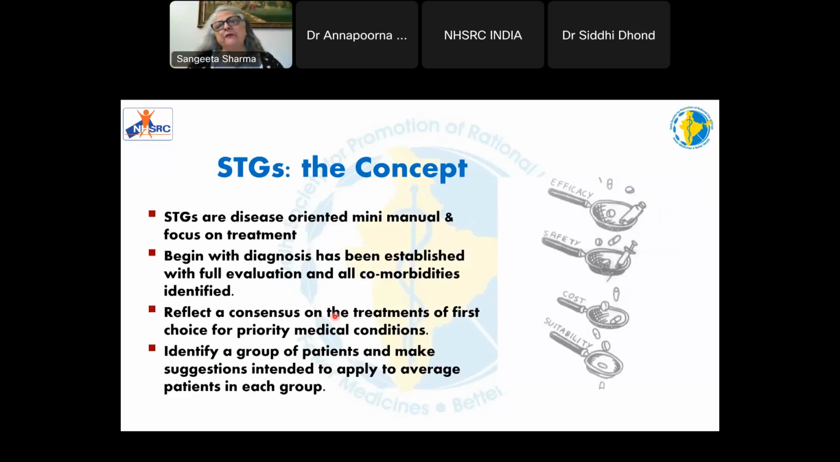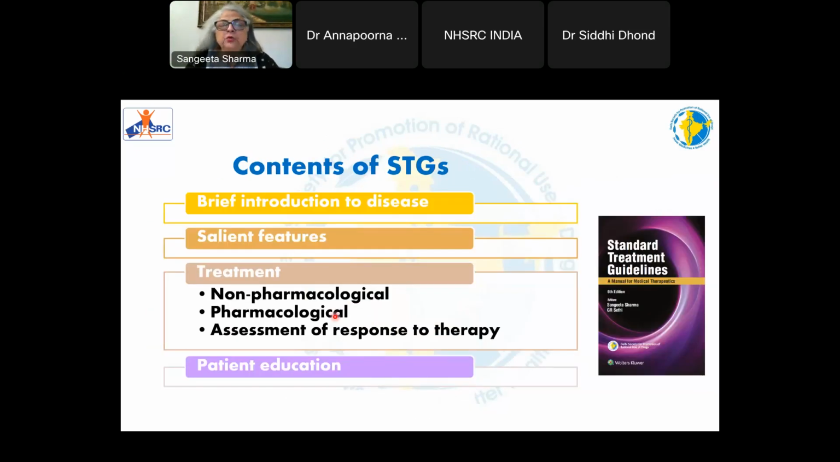Standard treatment guideline, I would come back to this, is a concept that will help you in prescribing safely for your patient, because the experts have already gone into these details, and that's how they have decided the best regimen for the patient. These guidelines caution you about the adverse drug reactions, their monitoring, and the interactions which may be taking place.